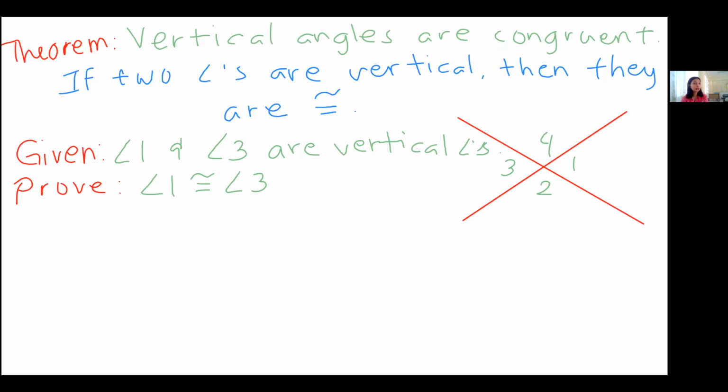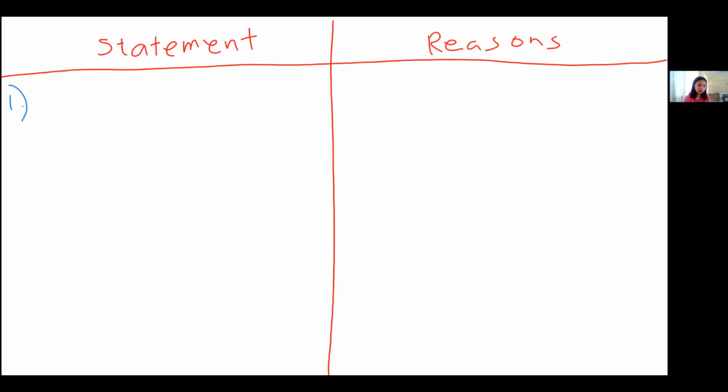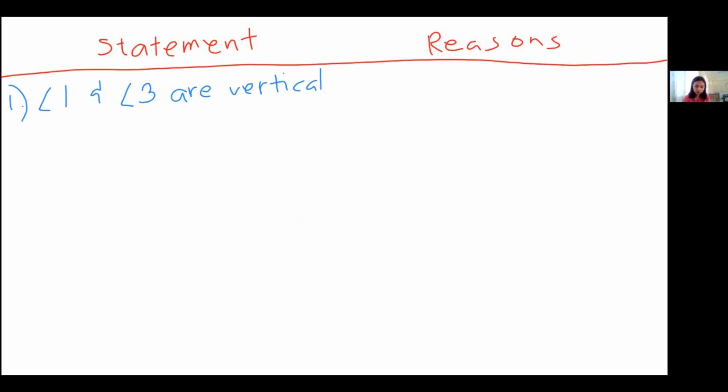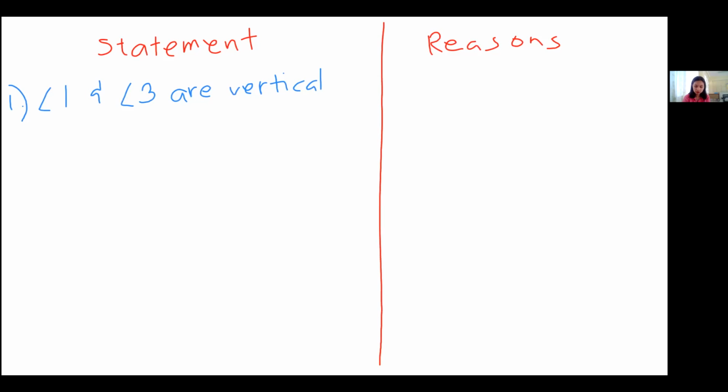Ayan, syempre, ang number 1 natin ay given po. Okay, which is angle 1 and angle 3 are vertical angles. Siyempre, reason, given siya eh. Diba? Again, like what I've said, lagi po tayong nag-start kay given. Okay?